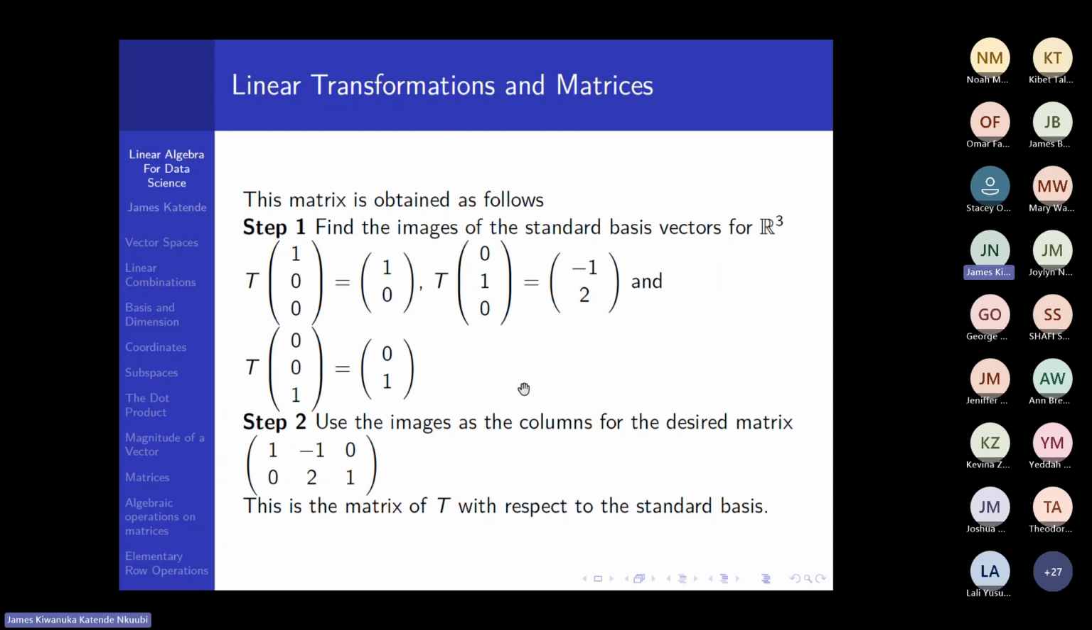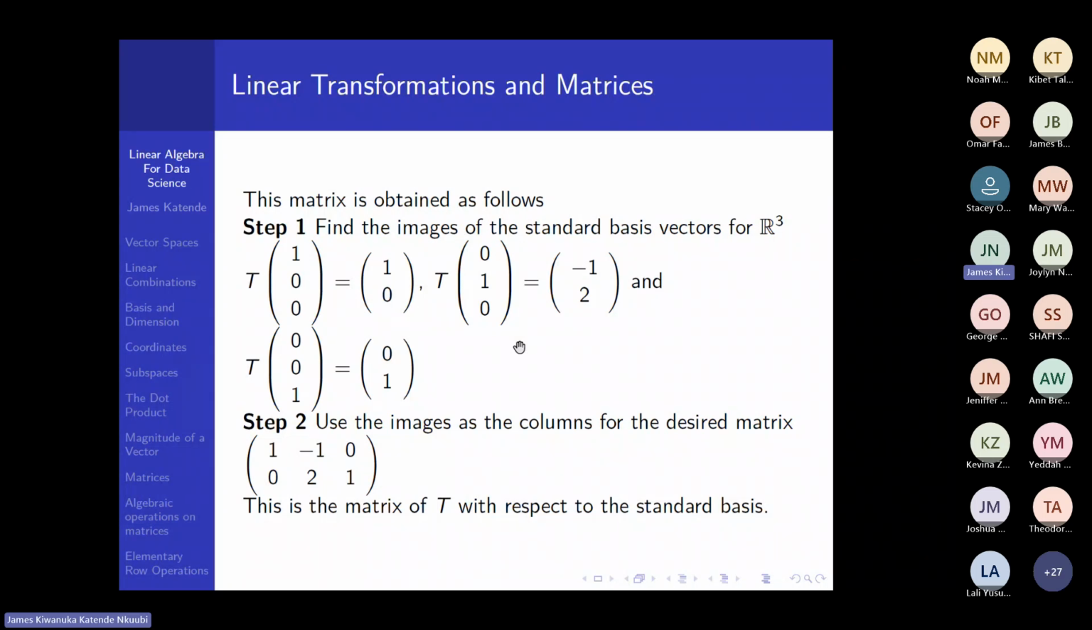Once you have the images of those three vectors, those images, in the same order, will become the columns of your matrix. So for instance, (1, 0) becomes the first column, (-1, 2) is the second column, and (0, 1) is the third column. So this is a matrix now that will represent this linear transformation, but we have to be careful how we state that. This is with respect to the standard basis.